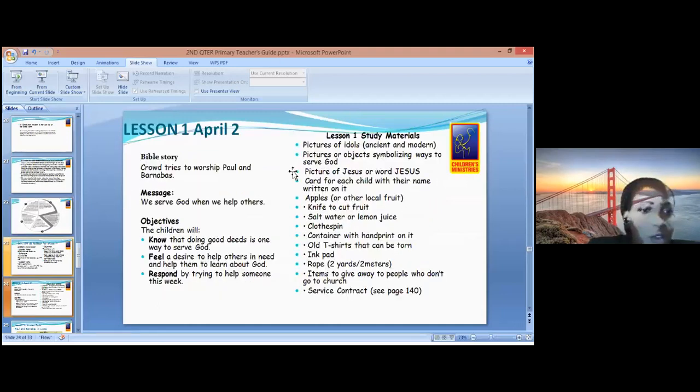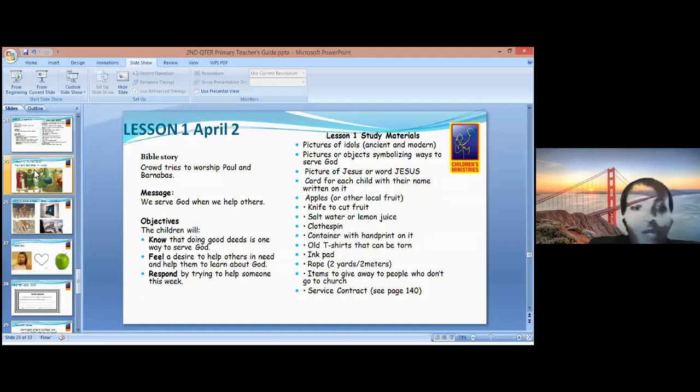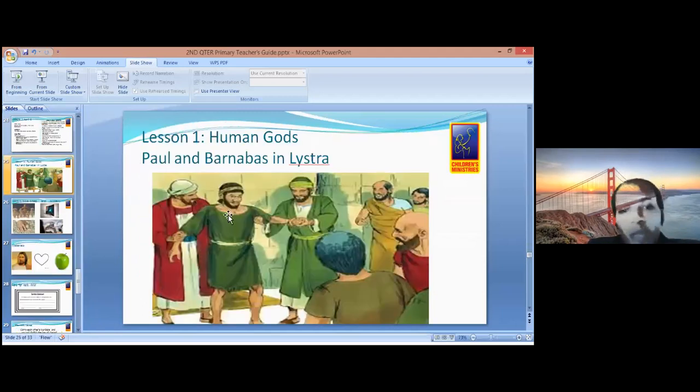We have pictures of idols, we have pictures of objects. I tried to download some and also included them in this presentation. We have Paul and Barnabas in Lystra. There is a picture. Children of this age enjoy looking at pictures. They love the pictures. So we have a picture of Paul and Barnabas in Lystra, basically helping a lame man. This was a miracle that they performed.